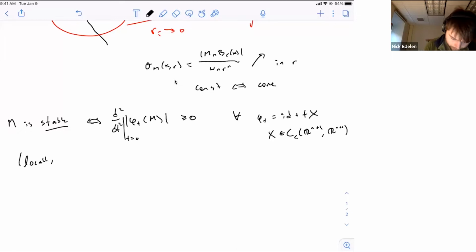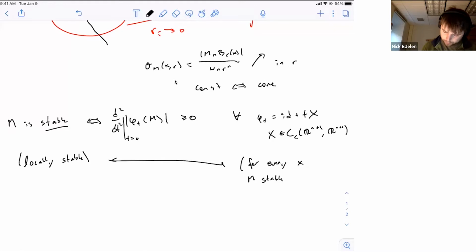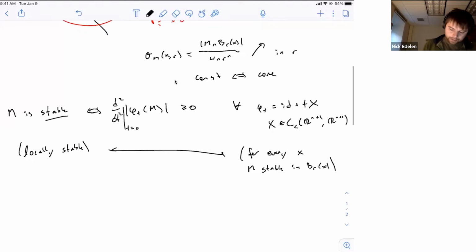And it turns out a lot of things are stable or maybe locally stable. So locally stable is sort of the same thing, except you just require that for every x, M is stable in some ball centered at x. So at any point, there's some little ball in which you're stable. And so any smooth minimal surface is locally stable because graphs are locally stable. One last thing I want to mention about this is that one sort of quantification of local stability is the idea of index.